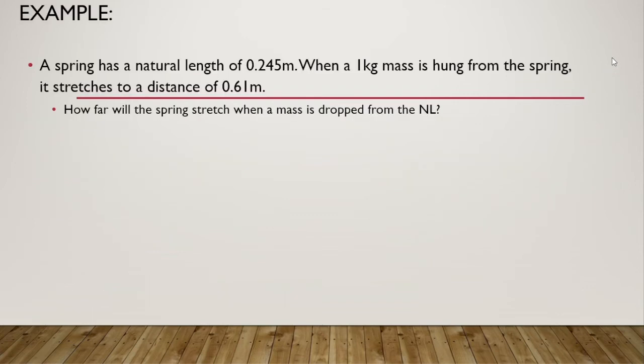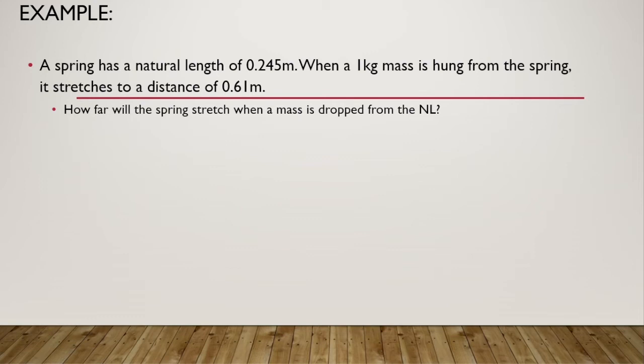Let's take a look at an example really quick, and this is going to probably be one of our hardest examples. So this says a spring has a natural length of 0.245 meters. When a 1 kilogram mass is hung from the spring, it stretches to a distance of 0.61 meters. How far will the spring stretch when a mass is dropped from the natural length?